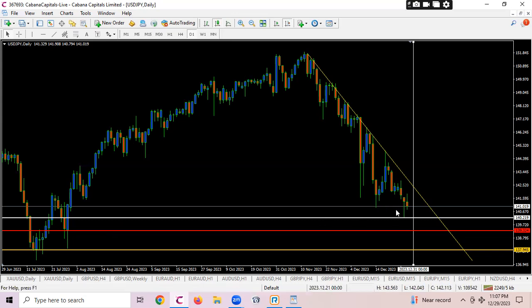So we had opportunity to buy here. So if the trade drops, our stop loss should be at this level.